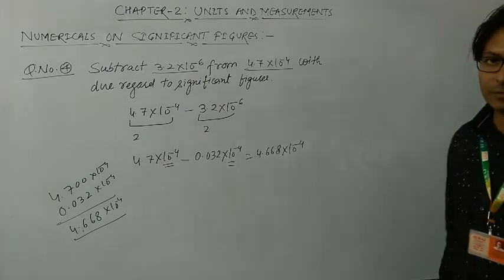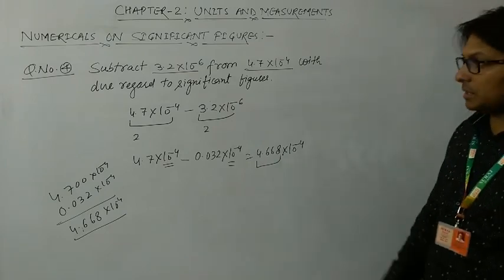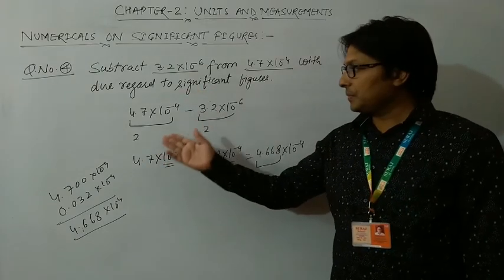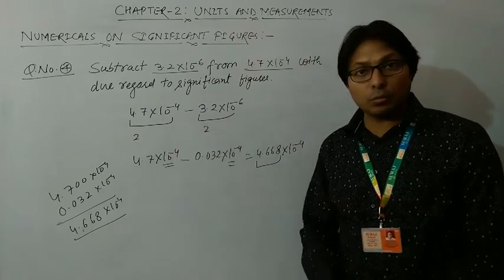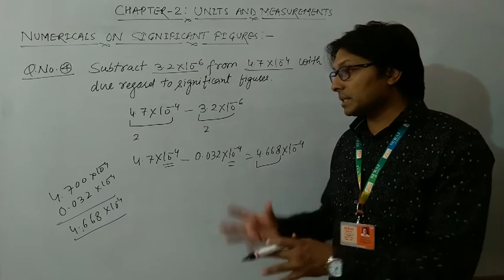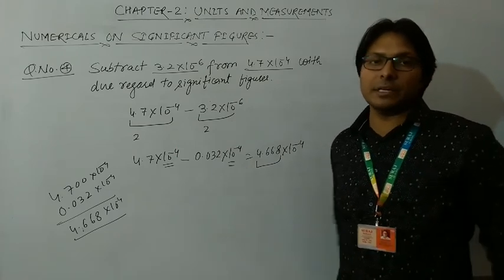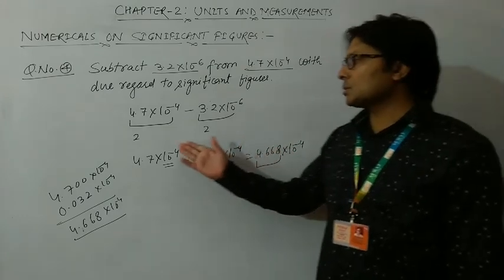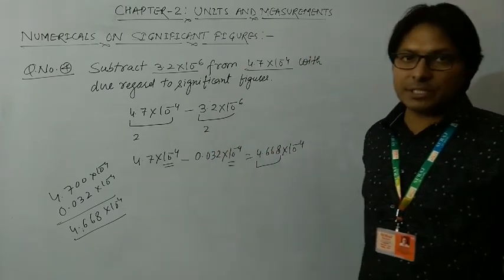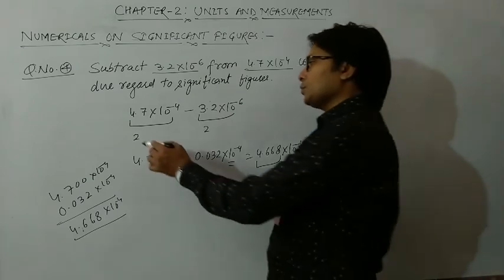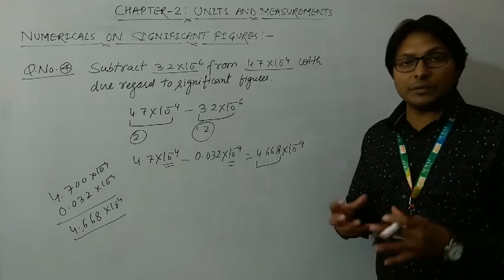Now how many significant figures are there? You will say there are 4 significant figures, but according to the rule there must be no more significant figures than in the number having the least significant figures. So here these two numbers have the same number of significant figures, equal to 2, so the final result must contain two significant figures.